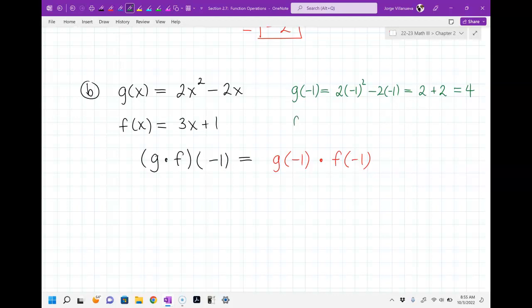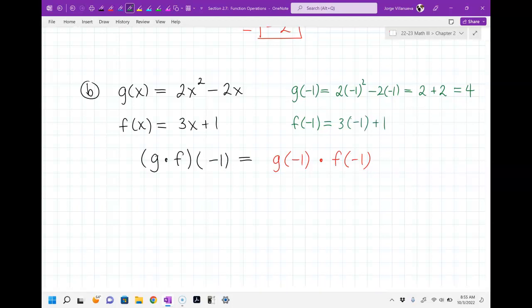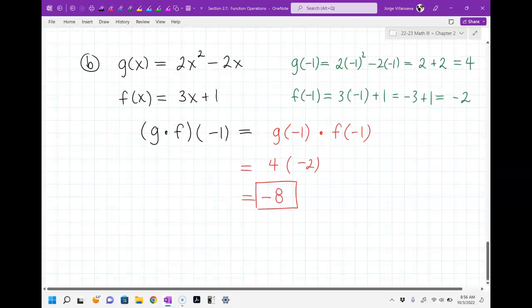And then f of negative 1, well, that's 3 times negative 1 plus 1. That's negative 3 plus 1, which is negative 2. So what I'm basically going to do is get my answers. g of negative 1 is 4 times f of negative 1 is negative 2. And 4 times negative 2 is negative 8. Okay? And those are your solutions for those two problems.